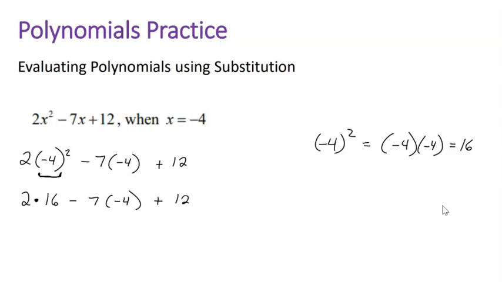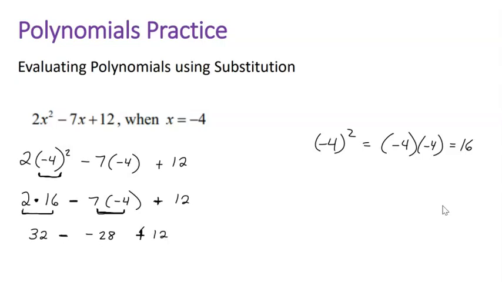Now we have multiplication, subtraction, multiplication, addition. We can do both sets of multiplication. I'm going to show the multiplication here. This one is straightforward. It's positives. 2 times 16 is 32. I'm going to carry down the minus sign, and I'm going to do 7 times -4. And that's going to be -28. And then I copy down my plus 12.